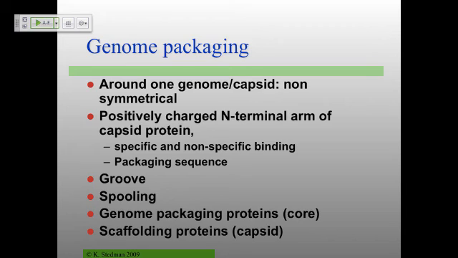So genome packaging, to get that kind of pressure, you actually need to expend a lot of energy. These are the packaging proteins that are literally involved in pushing the genome in many cases. And then you also have some scaffolding proteins that are involved there. So far, we've just talked about the naked virus particles.